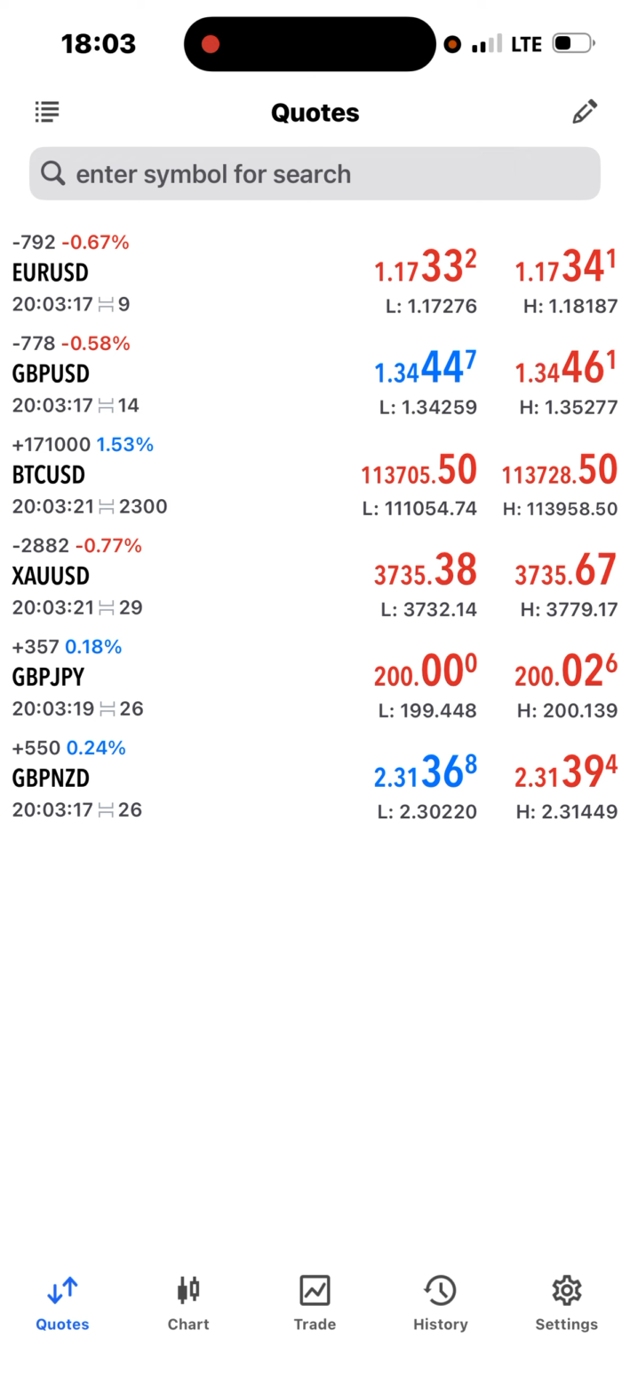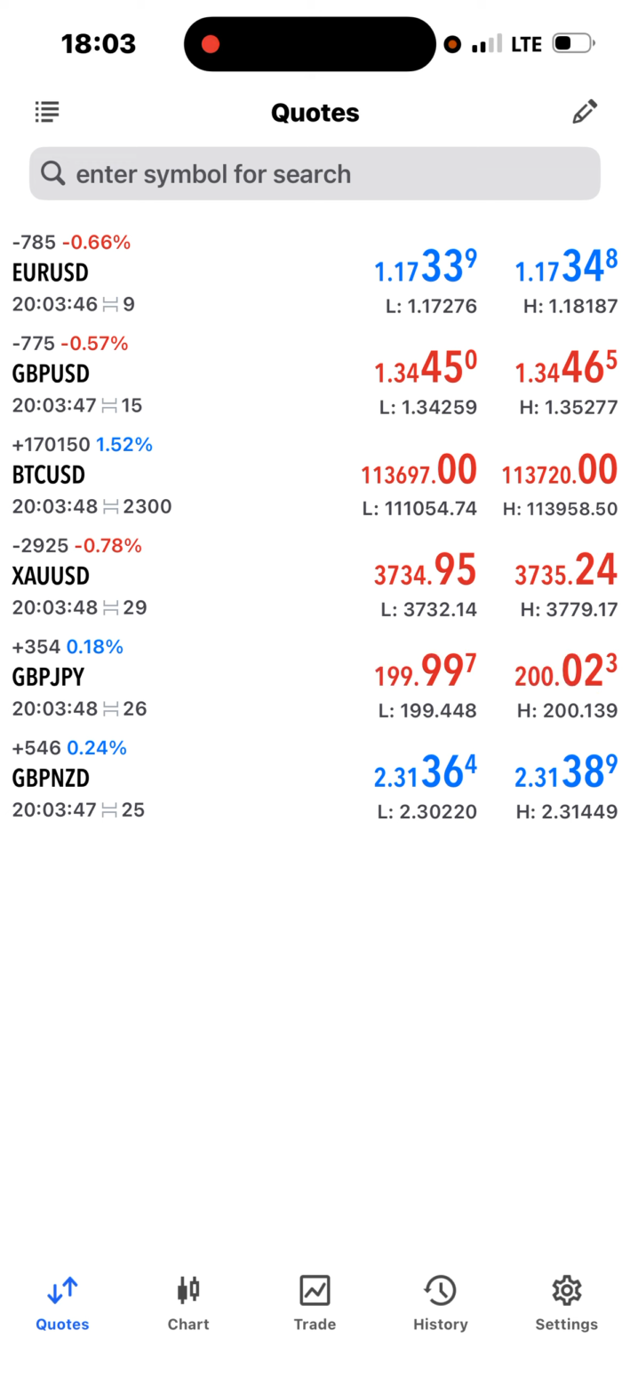So going further, if you open your MetaTrader app, this is the interface you're going to see. In this interface, you have different codes. When you say codes, you're talking of currency pairs. Currency pairs are called codes also. So here you have EUR/USD, GBP/USD, BTC/USD, XAU/USD, GBP/JPY, GBP/NZD. So this is it. First of all, I'm going to be creating the demo account.